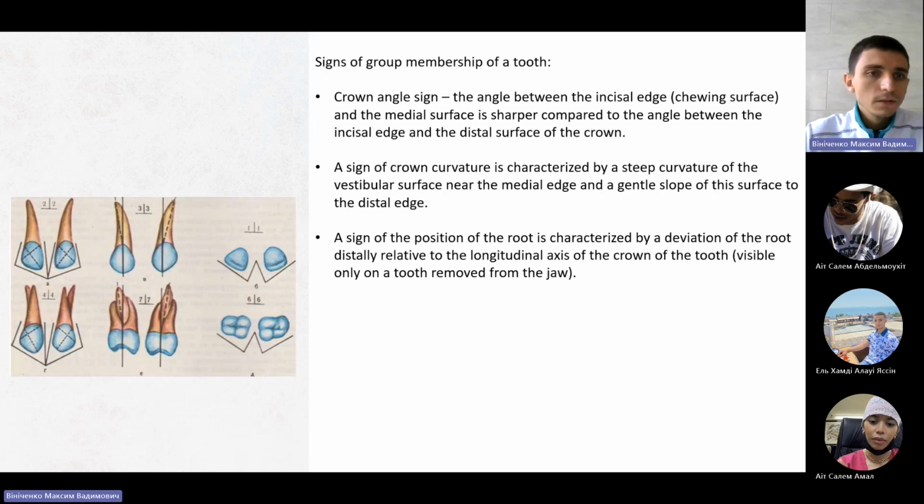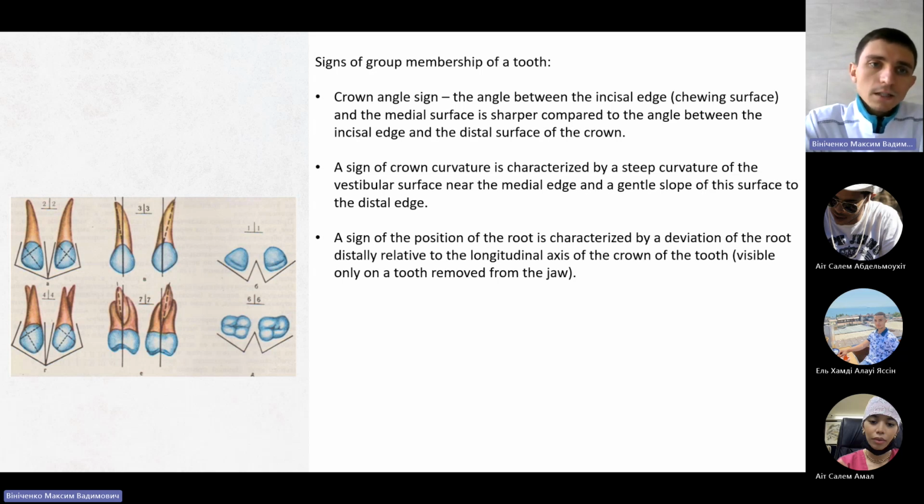Signs of group membership of the tooth. There are three signs. The first is the crown angle sign. The second is the sign of crown curvature. And the third is the sign of the position of the root. The first, crown angle sign: the angle between the incisal edge or chewing surface and the medial surface is sharper compared to the angle between the incisal edge and the distal surface of the crown. It was the first sign.